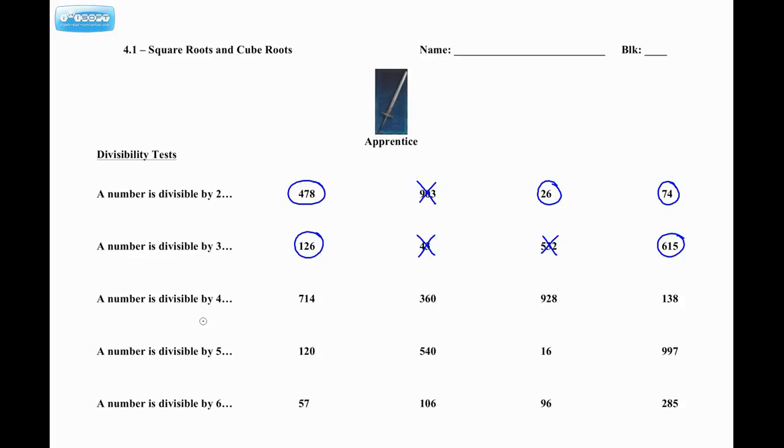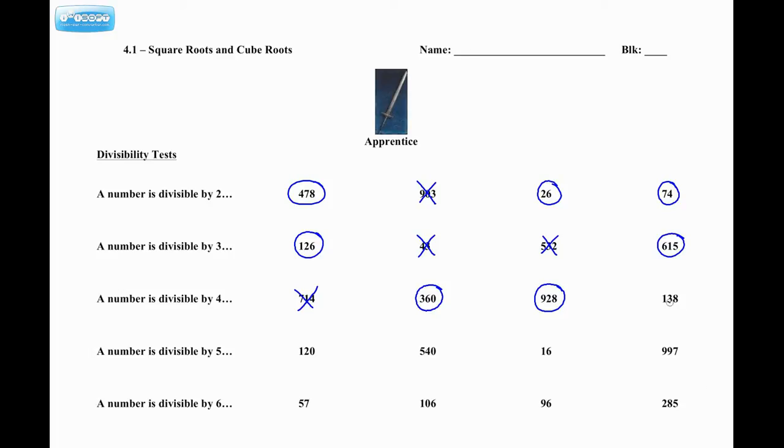How do you know if a number is divisible by 4? Well, all you have to do is look at the last 2 digits. So forget about anything else in front and figure out if that's divisible by 4. Well, the number 14 is not divisible by 4, so this number is out. 360: well, 60 is divisible by 4, because if you divide that by 4, you get 15. So that works. 928: well, 28 is divisible by 4, you get 7. And 138: 38, is that divisible by 4? No, it is not.